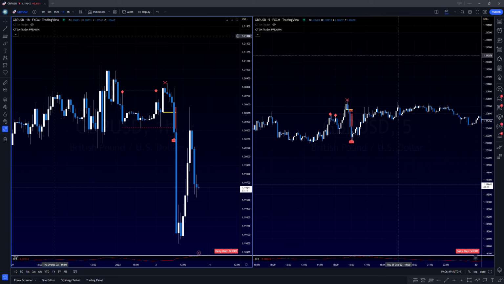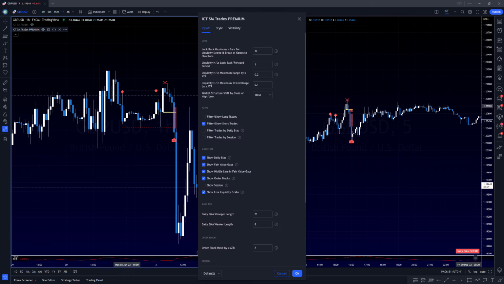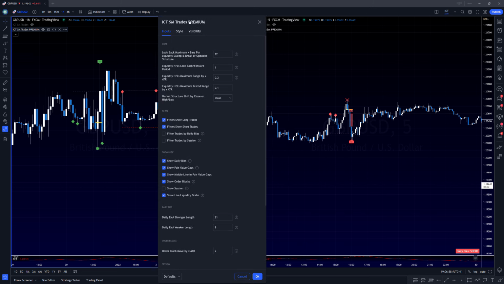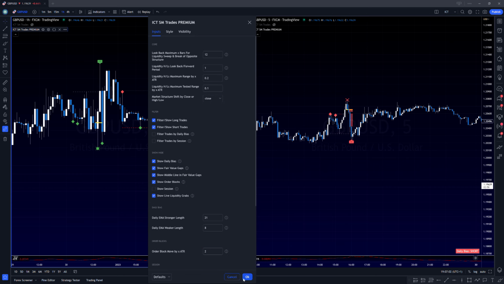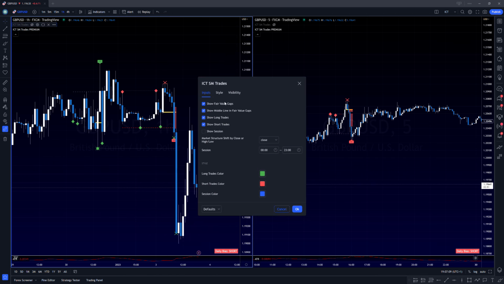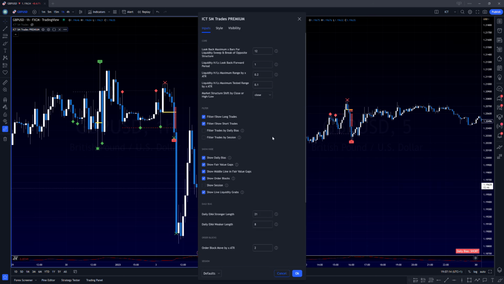What are the next features of the premium indicator? So I will show long trades again. So these are all the features that the premium indicator has. When I compare it with the free indicator, it has only these features, and the premium indicator has all of these features. So these settings are the core settings of the indicator.